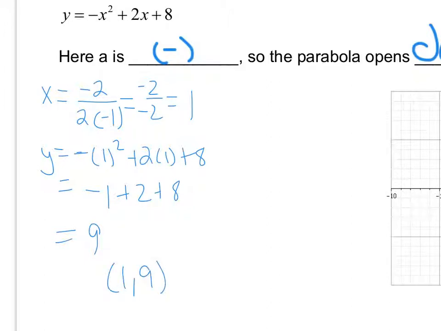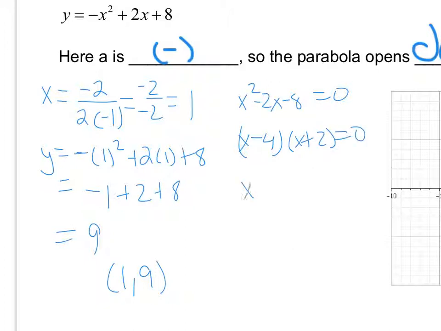And then the zeros, you could either use your calculator to get them, or you can factor. So I'm going to do this. I'm going to say x squared minus 2x minus 8 equals 0. So I divided everything by negative 1. And then this is going to be x minus 4, x plus 2. So x equals 4, x equals negative 2.